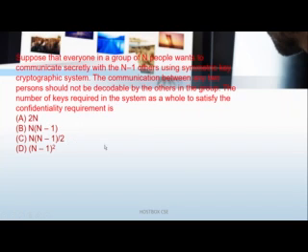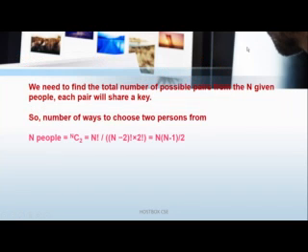So we have to check which formula is suitable and how we can solve the problem. What is highlighted here is that the communication between any two persons should not be decodable by the others in the group. That is the highlighted point. Let's first solve the problem. To solve it, you can find the number of possible pairs from the n given people.